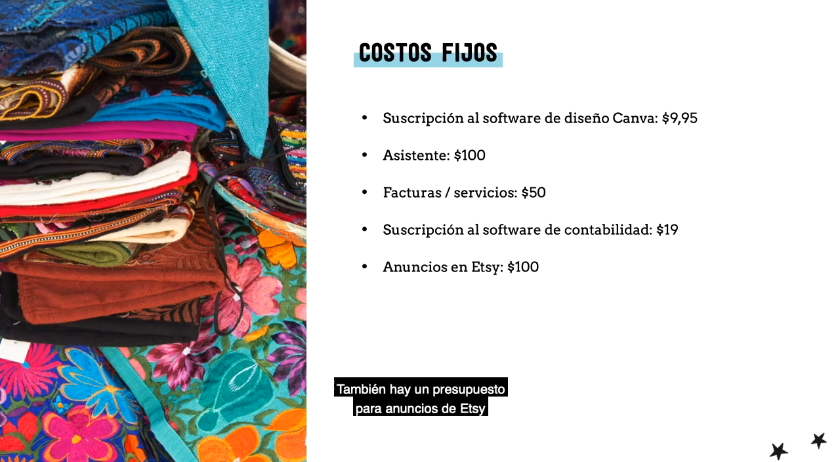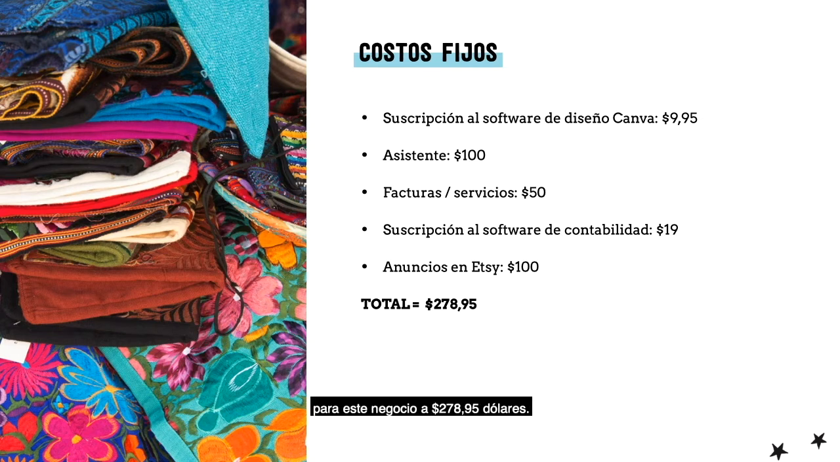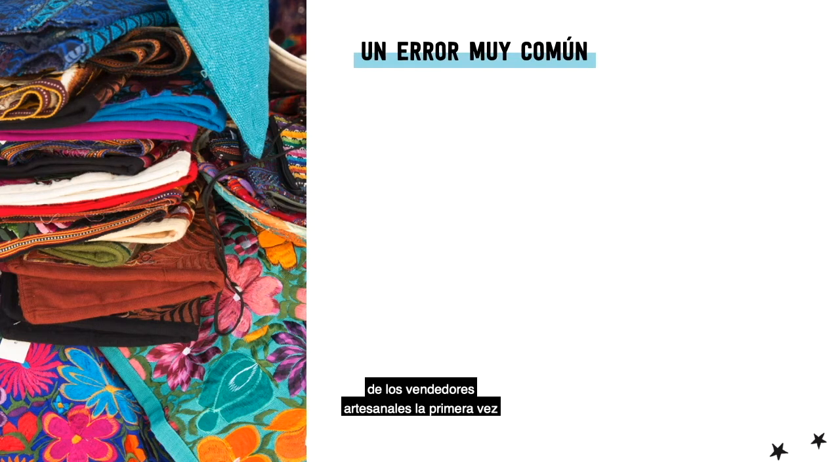And then we also have a budget for Etsy ads of $100 a month. Now, if you remember from what we've learned previously in this training, your marketing and advertising costs can be either variable or fixed. In this case, it appears under fixed costs because it has been budgeted as a recurring expense that every month a budget of $100 is going to be invested into Etsy ads. So this brings the total of fixed costs for this business to $278.95.